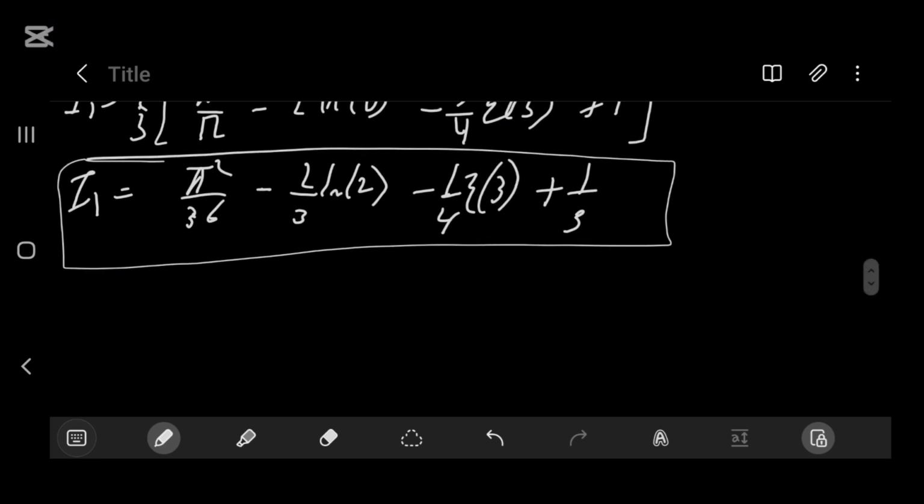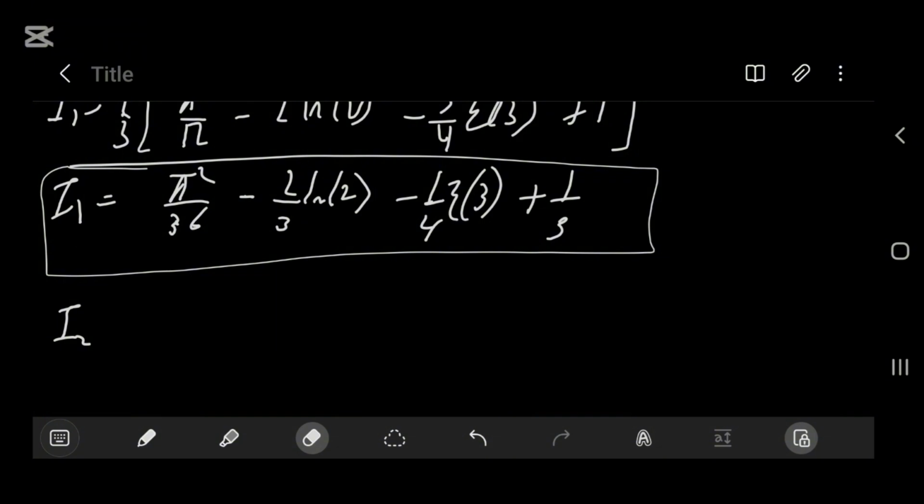Now let's move on to the I2 part. I'm terribly sorry about that. This is actually I2, and now we are going to solve for I1. So the answer we have here for I2 is pi squared over 36 minus 2 over 3 ln 2 minus 1 over 4 zeta of 3 plus 1 over 3.